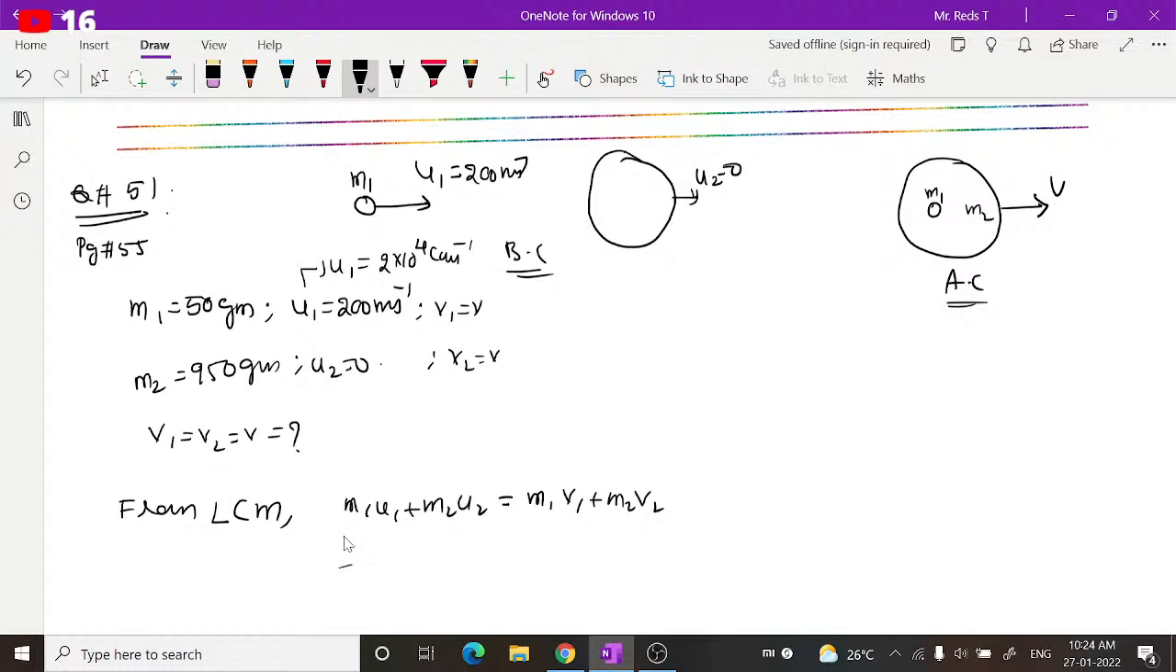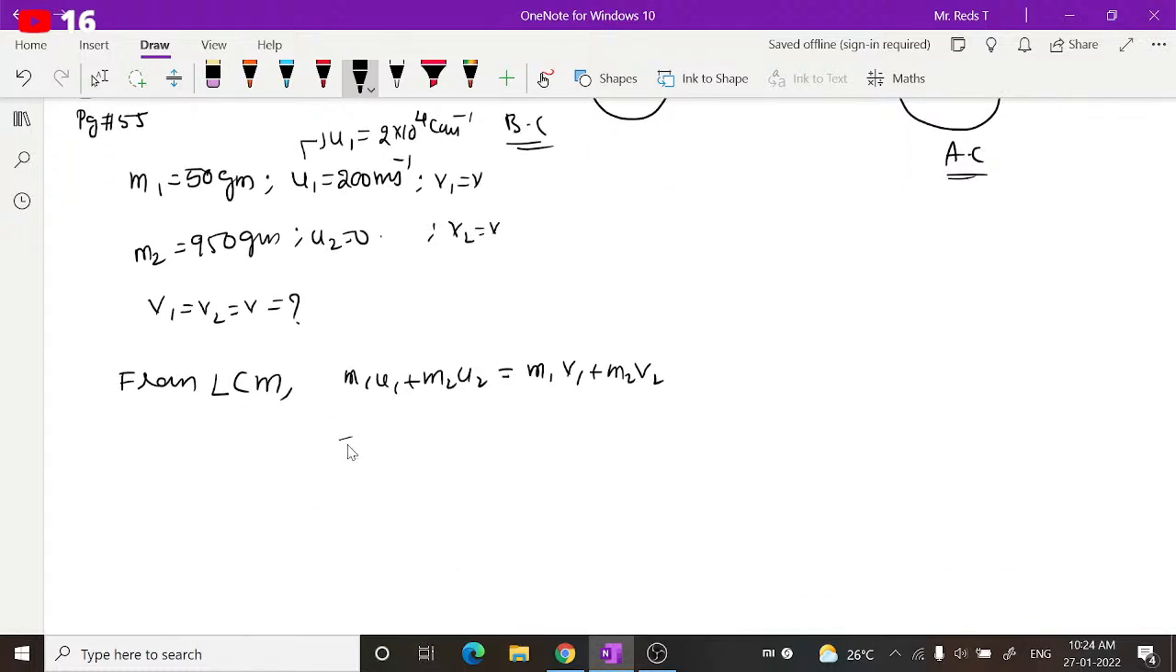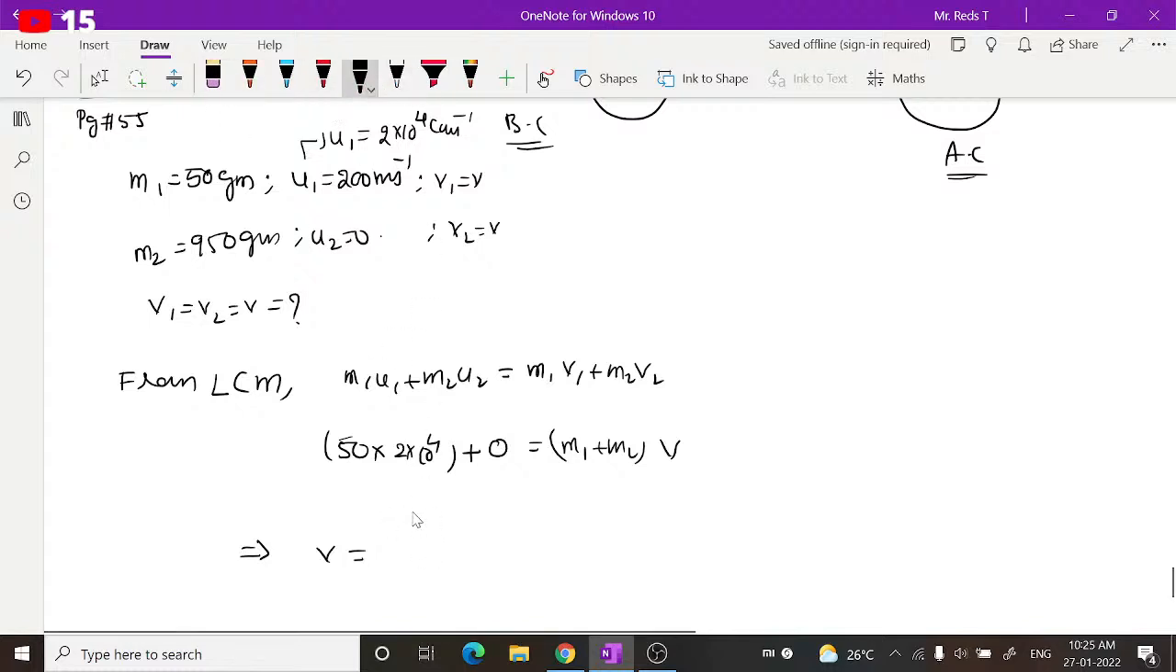Further you can write it as M1 is 50 into 2 into 10 to the power 4 plus M2 U2, as U2 is 0, this term becomes 0, is equal to V1 equal to V2 equal to V. So let us write it as M1 plus M2 into V. This V you want. So here you can write V is equal to the left side part, 50 into 2. 50 into 2 is 100, right? So 100 into 10 to the power 4 divided by total mass.